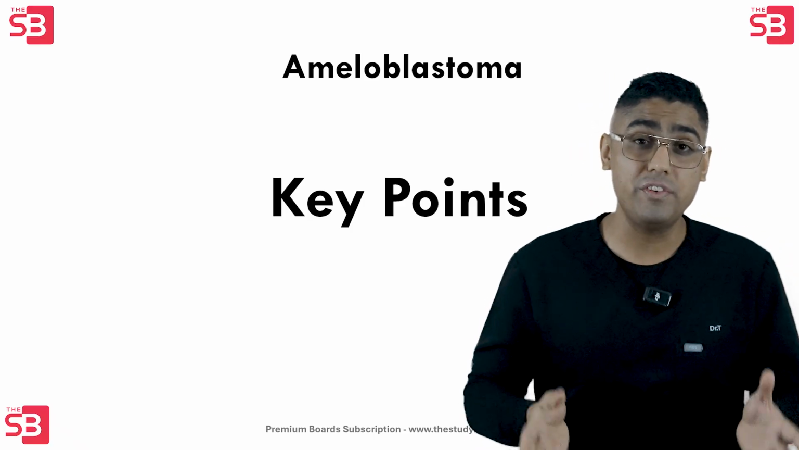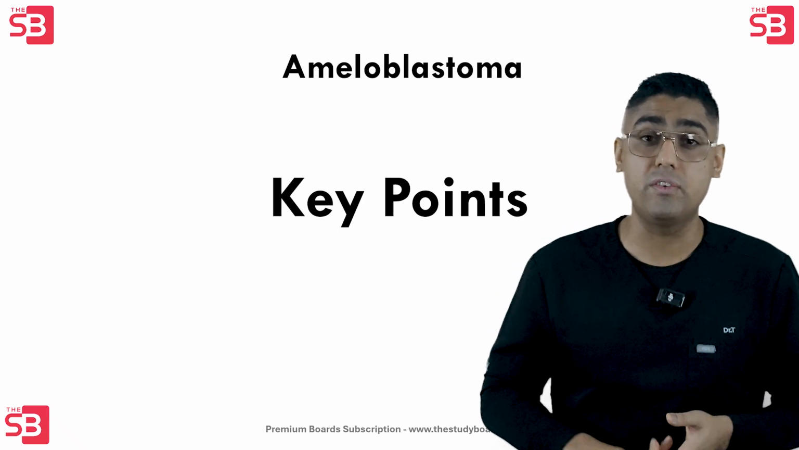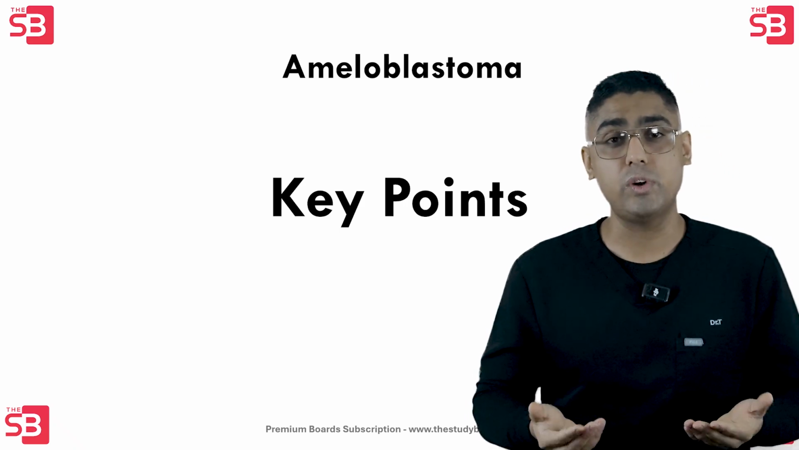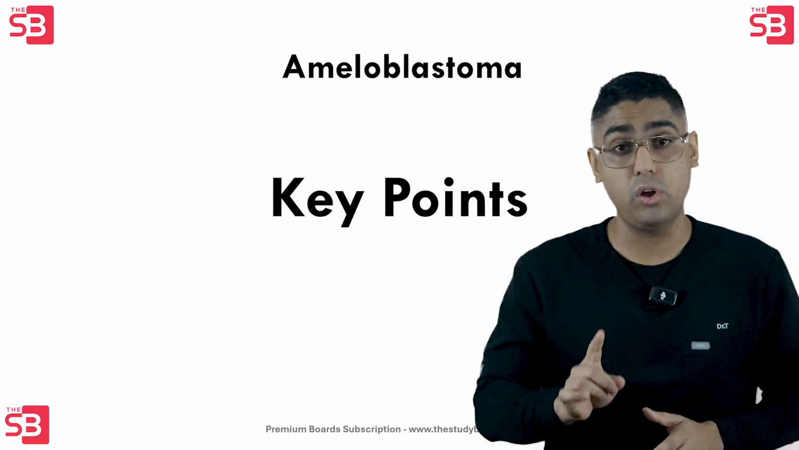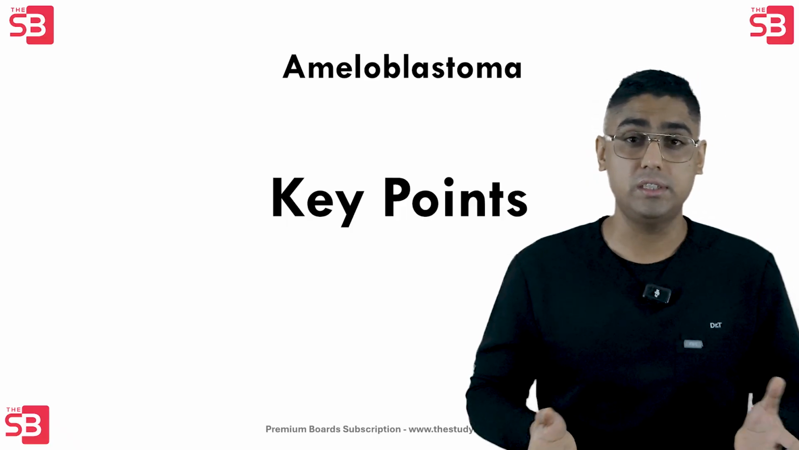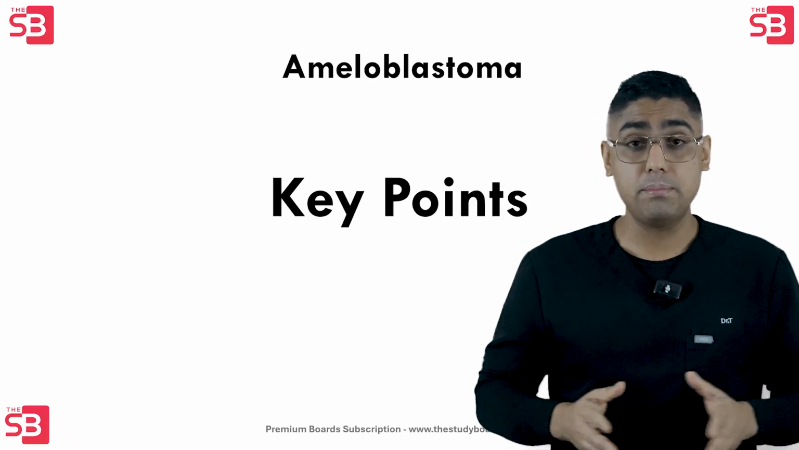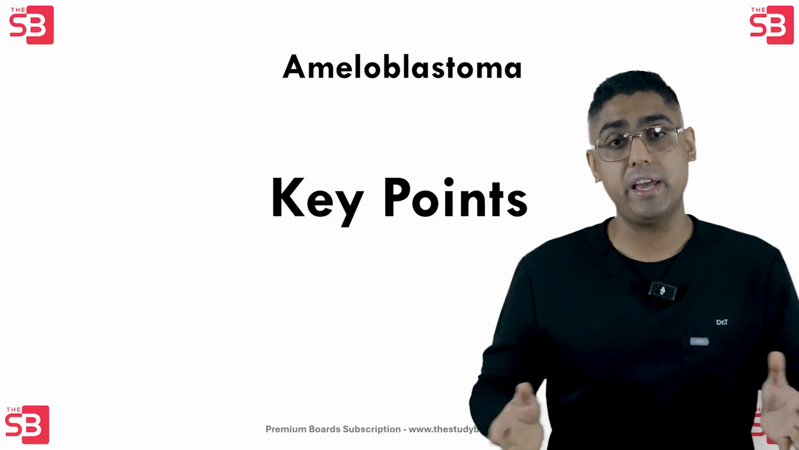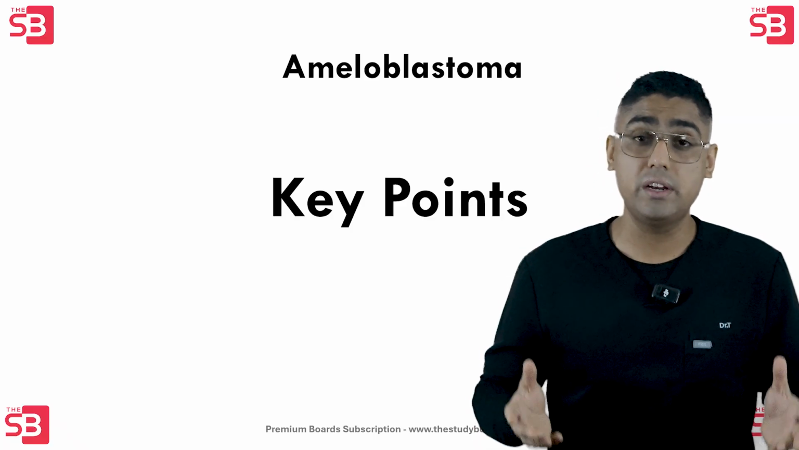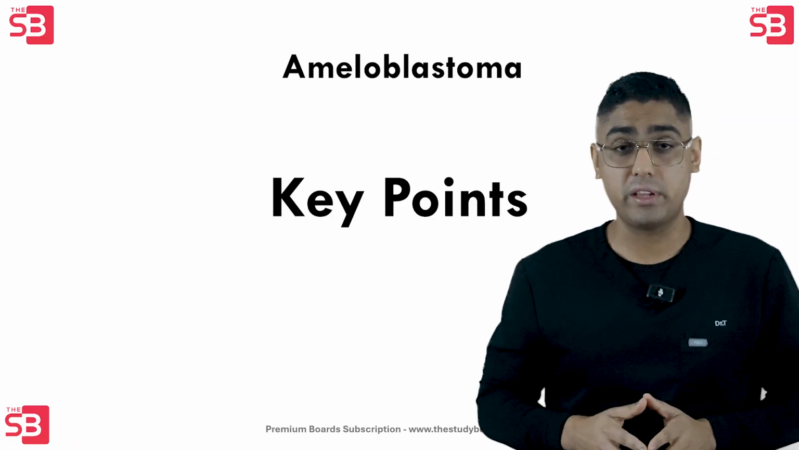Then we talked about the radiographic appearance: multilocular, soap bubble radiolucency, while the unicystic one appears as a well-corticated unilocular lesion. Then we talked about histology. Then we talked about the different complications that can happen and also the treatment options that we have. Next, we talked about differential diagnosis, which is very important from an exam perspective.